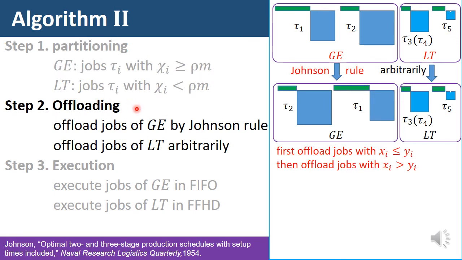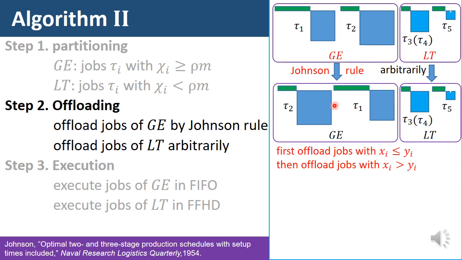After the partitioning, we then offload the jobs. We first offload the JE jobs by Johnson's rule. That means we first offload the jobs whose offloading time is less than their execution length, and then we offload the jobs with offloading time that is larger than their execution length. When the offloading of JE jobs is complete, we can offload the LT jobs in an arbitrary order.